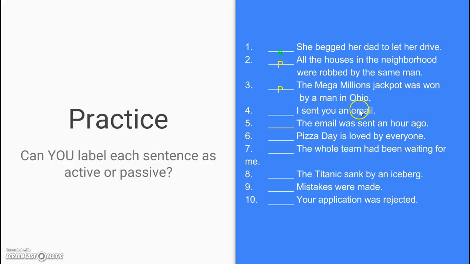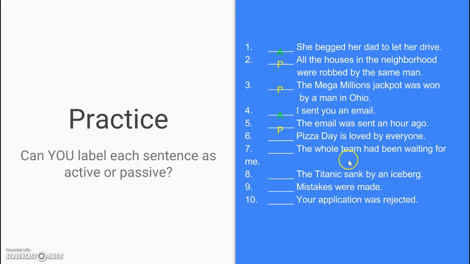Number 4, I sent you an email. Subject, verb, object, active. Number 5, the email was sent an hour ago. Number 5 is a trick question. It doesn't have a subject. It doesn't say who is doing the sending. It's passive.